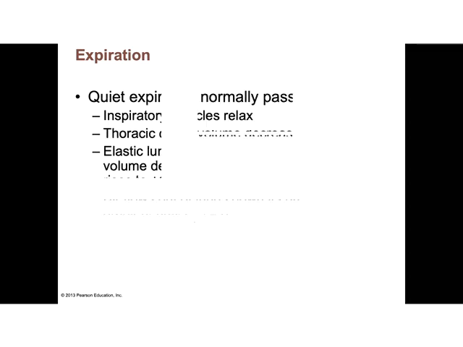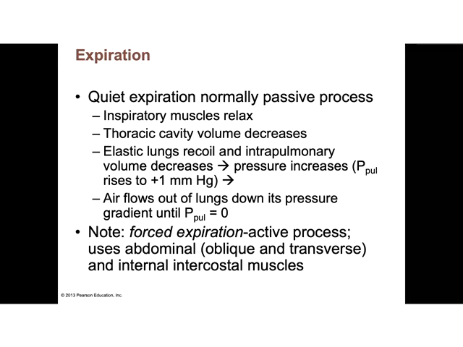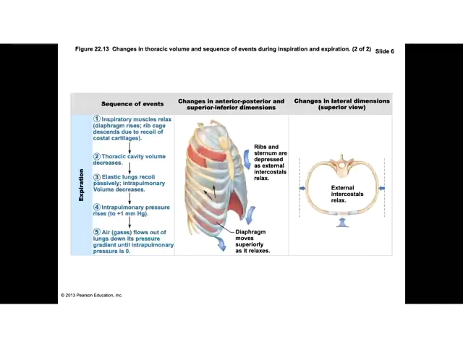In expiration, this is normally a passive process. Okay? The inspiratory muscles relax, the diaphragm relaxes, and recoil takes care of the rest. But if you do forced expiration, blowing hard, right, that's an active process using the abdominal and the internal intercostal muscles, as you can see here, right? Abdominals contract, internal intercostals contract, the rib cage shrinks, positive pressure on the outside of the lungs goes up, and the air is forced out.